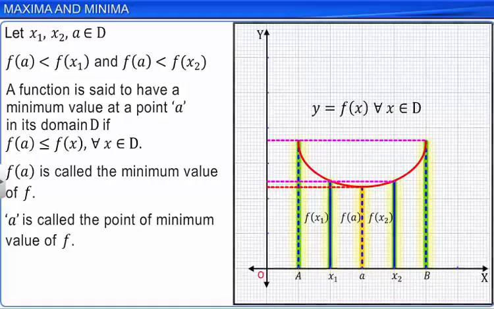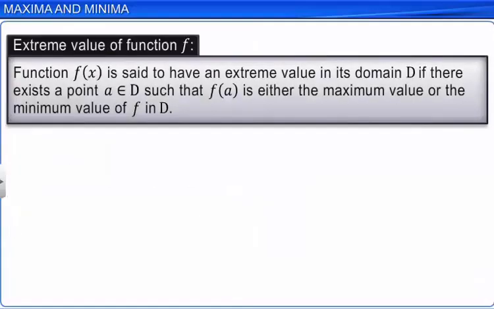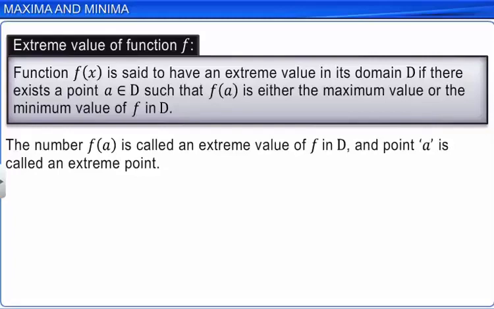If a function f has either the maximum value or the minimum value at a point A in its domain, then f is said to have an extreme value at that point. In such cases, the number f of A is called an extreme value of f in D, and point A is called an extreme point.